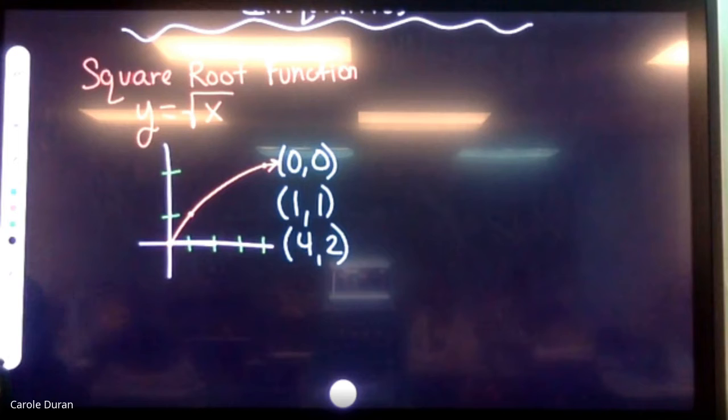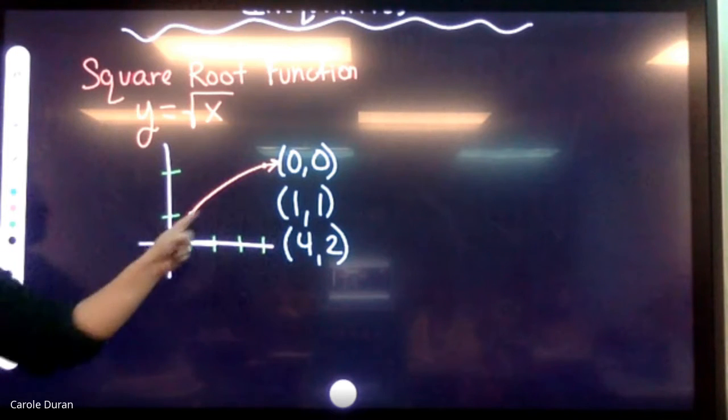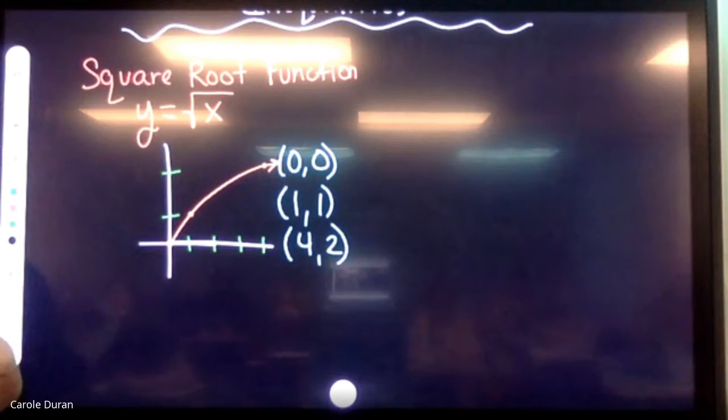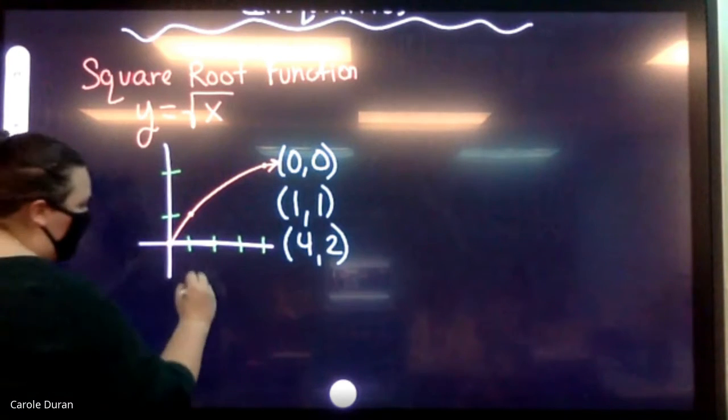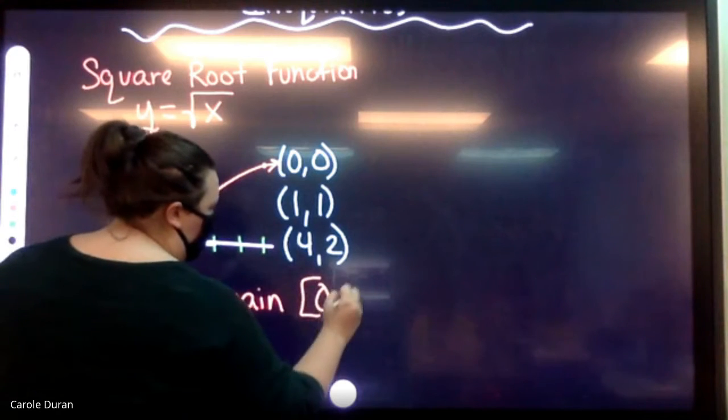Okay, from this graph, I can also identify my domain and my range, right? What x values did I use here or are on my graph? 0. Technically, I plugged in 0, 1, and 4, but anything to the right of 0 is covered by my graph, which means it has a corresponding x value. So that means that my domain goes from 0 to infinity.